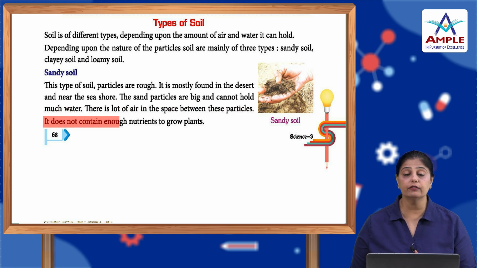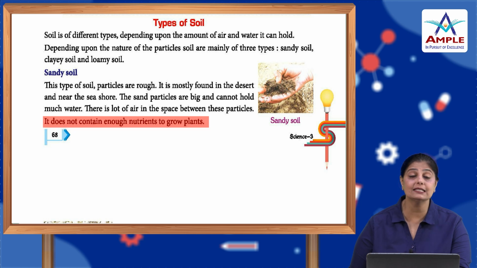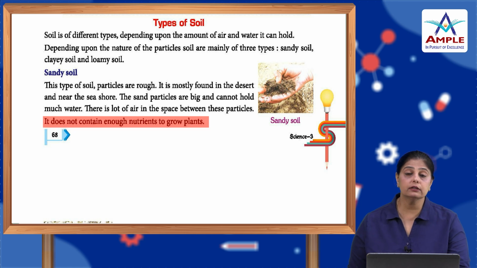It does not contain enough nutrients to grow plants. In deserts, you must have seen that there are not many plants because of the type of soil which is there. And what is that type of soil? It is the sandy soil, or the sand which is there in the desert. The particles of this sand are big and they cannot hold water. It flows. And there is a lot of air space between the particles, and it cannot contain enough nutrients to grow plants.